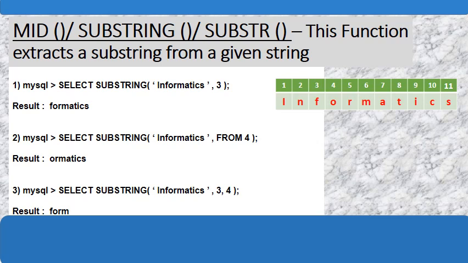Then third example, substring informatics, 3, 4. Here 3 arguments are there. The string and 3, then 4. So this query will output 4 characters from the third position onwards. That means FORM, 4 characters from the third position onwards, will be the output.